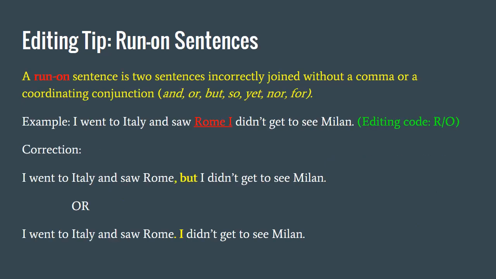Another error that you need to check for is run-on sentences. This is going to confuse your reader because it will make them wonder, when does the sentence end? What's the focus of the sentence? What's the idea here? It will weaken your writing so much. So, okay, what is a run-on sentence? A run-on sentence is two sentences incorrectly joined without a comma or a coordinating conjunction.